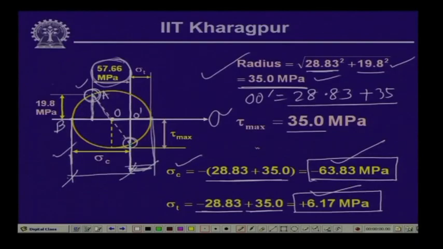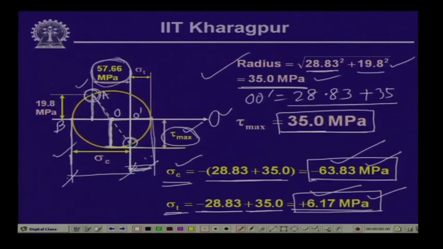Now, the maximum in-plane shearing stress will be given by the radius of this particular circle, which is given by this distance, and this is equal to the maximum value of tau. That is, on the tau axis, this is the point of the maximum shearing stress, and tau max is equal to the radius, which is 35 megapascal. So, we have these three quantities now: the maximum compressive stress as 63.83 megapascal, the maximum tensile stress as 6.17 megapascal, and the maximum shearing stress as 35 megapascal.